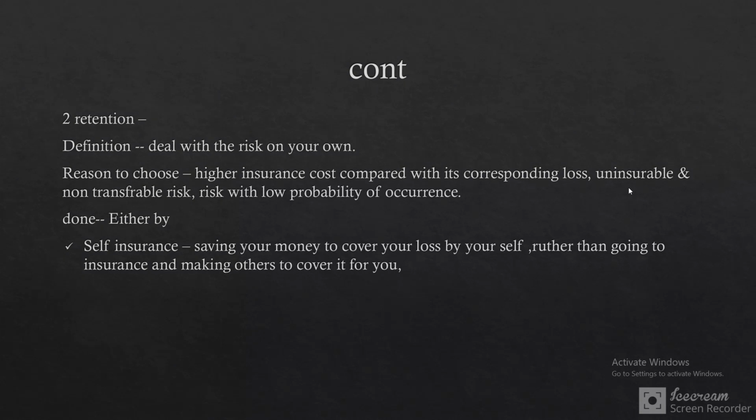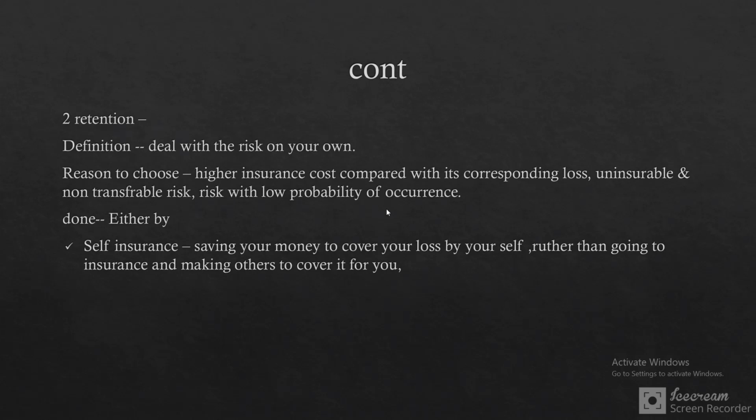The second one is when the risk is uninsurable. Even if you want to go to insurance, if the risk is uninsurable, we will be obligated to retain all the risks. If the risk is non-transferable by nature, if we cannot transfer the risk, by default we will accept all of the risks and retain it or face it.